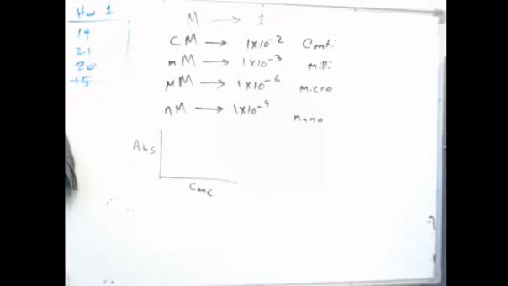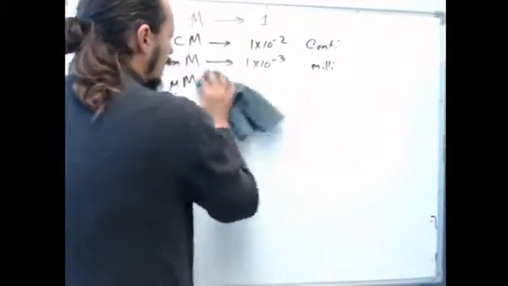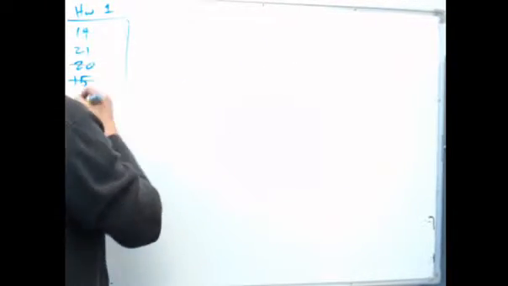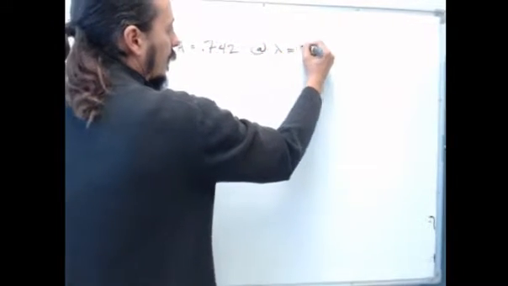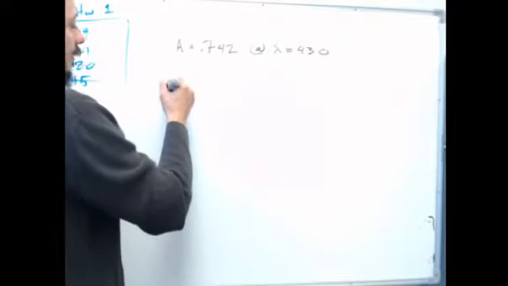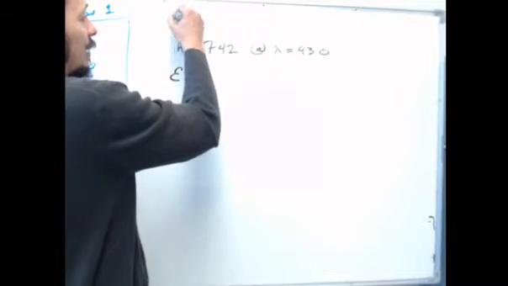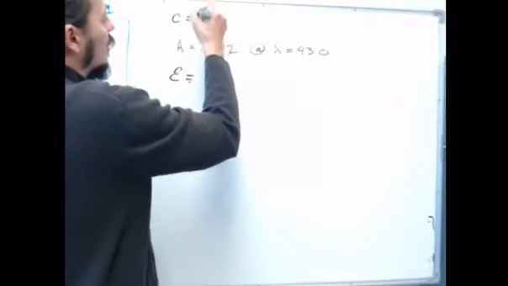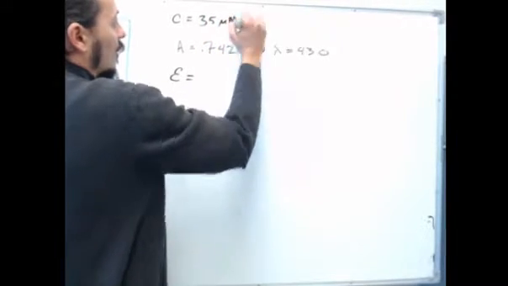There are 4 parts for 21, but I did them all. I just struggled with B. Can you remind me of what part A is? Part A was: the stock solution has an absorbance of 0.742 at the wavelength of 430 nanometers. What is the molar absorptivity at this wavelength? And then B. We have the concentration of the stock solution, 35 micromolar.